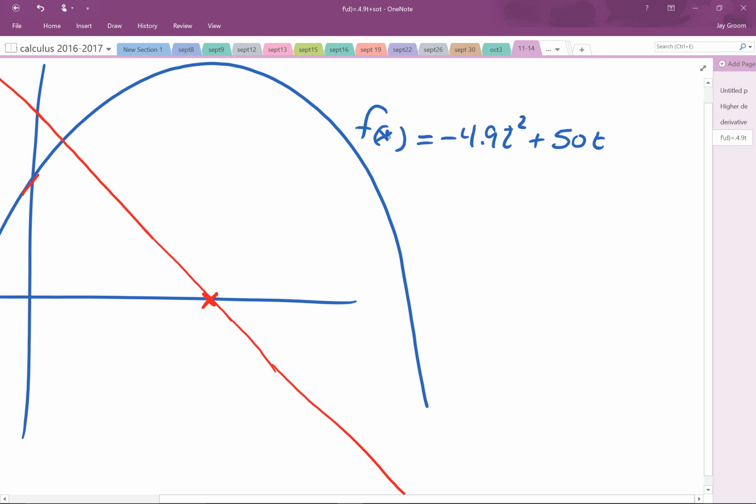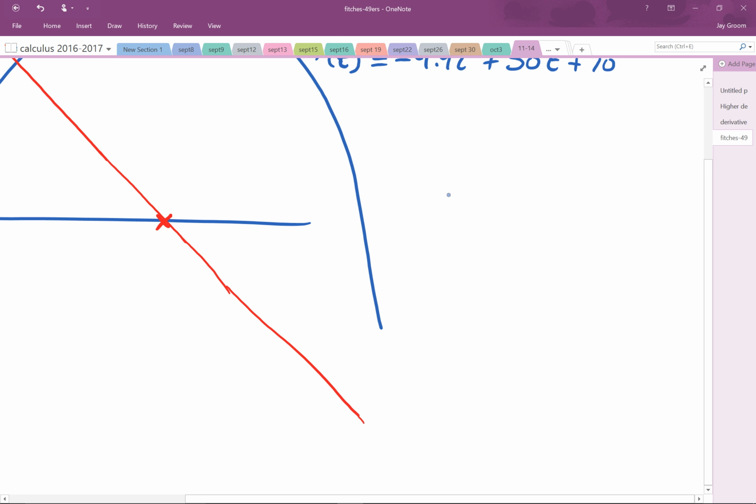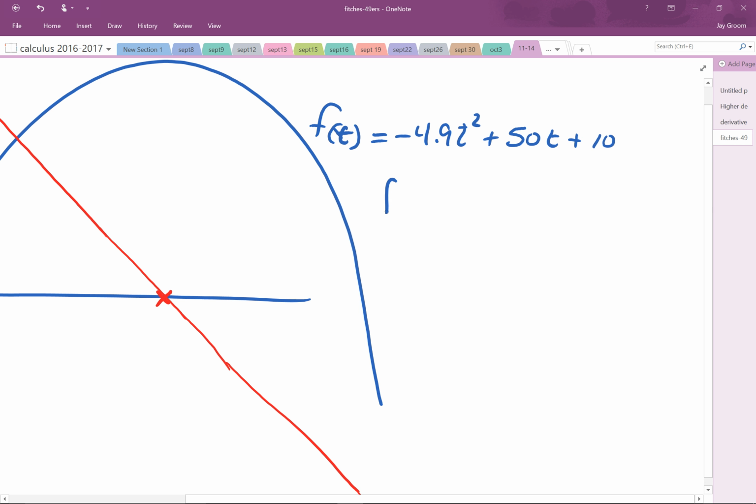Except these would be functions of t, of course, but you get the picture. Oh my gosh. What would f prime of t be? Negative 9.8t plus 50, right? You're like, I don't have physics, so I don't know what you're talking about. This doesn't matter, I'm just saying. That's a linear function, isn't it?